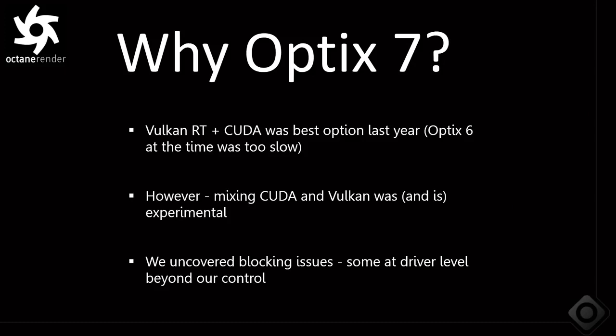Now, I want to talk about why we chose OptiX and why we moved to that. Last year, when we put out a preliminary version of Octane 2019 with RTX, we used Vulkan. And Vulkan ray tracing support is fantastic. It's very low level. And last year, it really was the best choice. OptiX 6 didn't give us that opportunity.